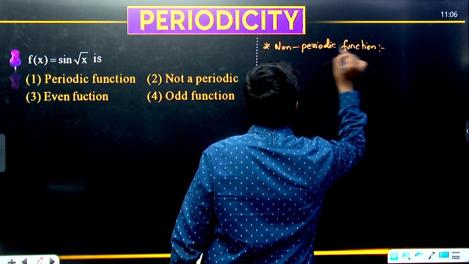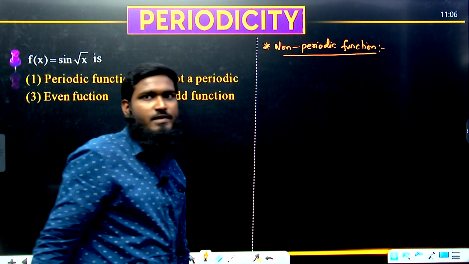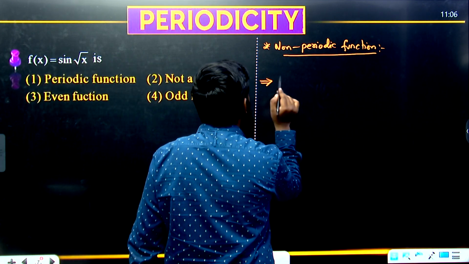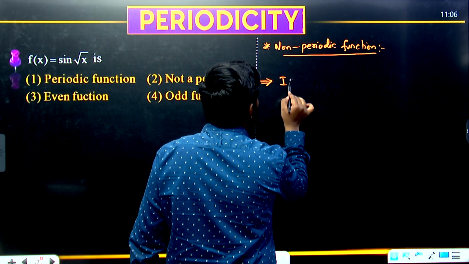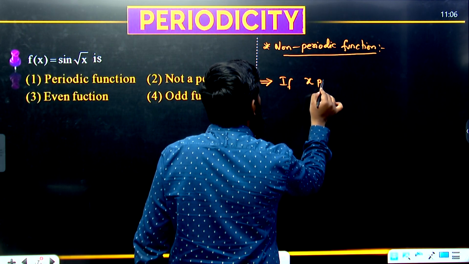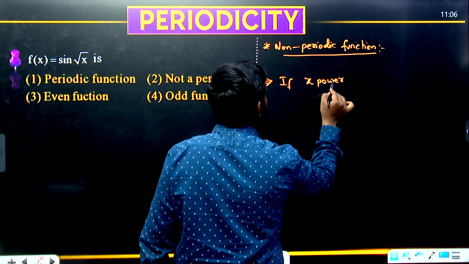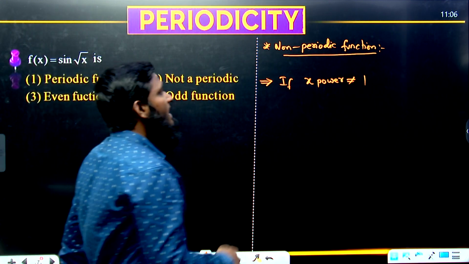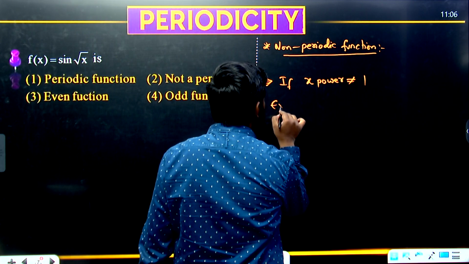That is a non-periodic function. Okay. Now let us see this part. Now in this we are having only 2 conditions. The first condition: whatever the x power we are having, if it is not equal to 1. Not equal to 1. X power is not equal to 1 means, let us take some examples over here.